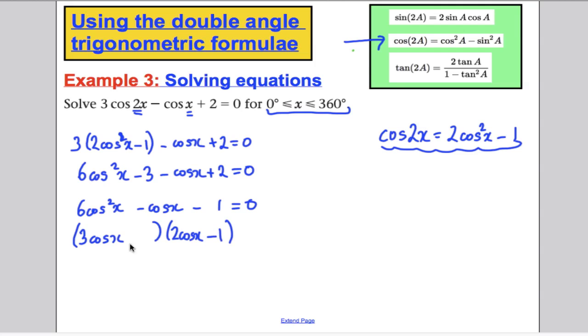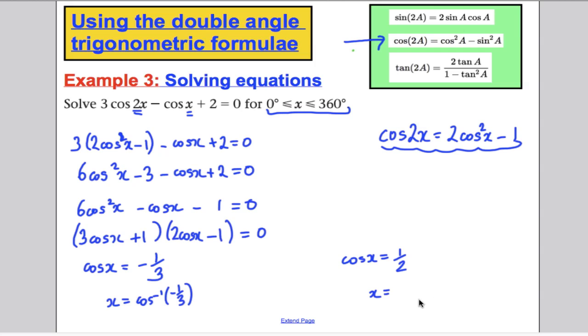And let's put minus 1 here and plus 1 here, equals 0, and that factorises perfectly for us. So therefore, on the one hand, cos x is equal to negative 1/3 from this side, or over here, cos x is equal to 1/2. And therefore, x from this one is the inverse cos of negative 1/3. And from this one, x is the inverse cos of 1/2.